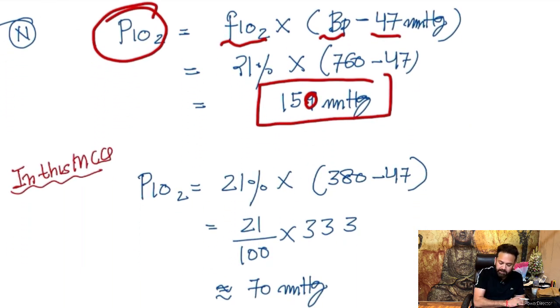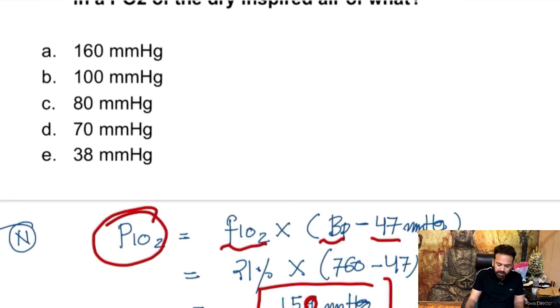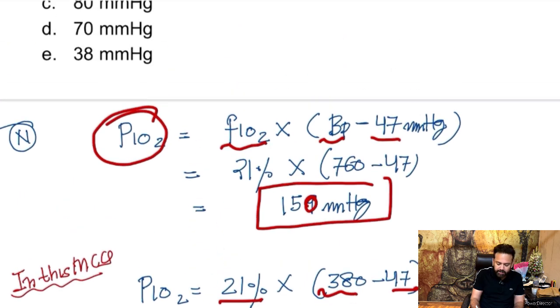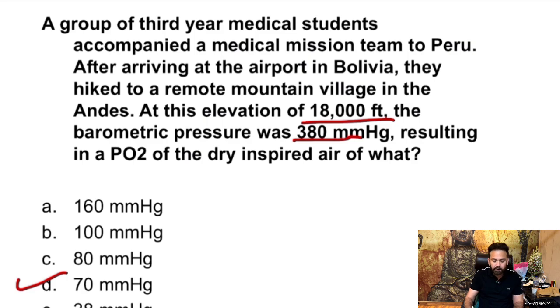But in this MCQ, 21% is common, but he is on the mountain. So the barometric pressure given here is 380, and the water vapor pressure you have to remember every time is 47. So 21 upon 100 into 333, the answer will be 70 mm of Hg. Such a simple question, but in the examination we are thinking about what they have asked. Nowadays they are asking clinical numericals also. So please remember these 7, 8 formulas.